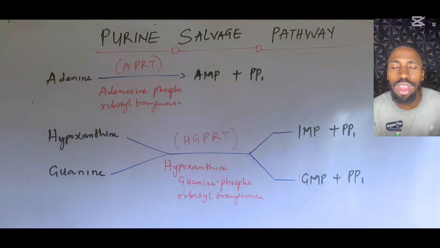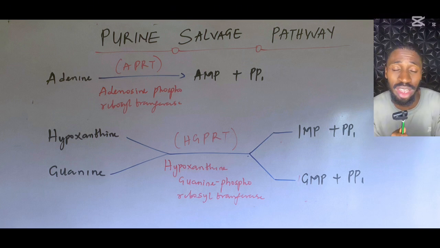Don't forget. If you use APRT, which is adenine phosphoribosyltransferase, you transfer PRPP to adenine and you form AMP. Next, for guanine and hypoxanthine, if you transfer PRPP to both of them, they use the same enzyme, which is hypoxanthine-guanine phosphoribosyltransferase, HGPRT. When you transfer PRPP to hypoxanthine, you form IMP. If you transfer PRPP to guanine, you form GMP. Don't forget, they have the same enzyme, HGPRT.